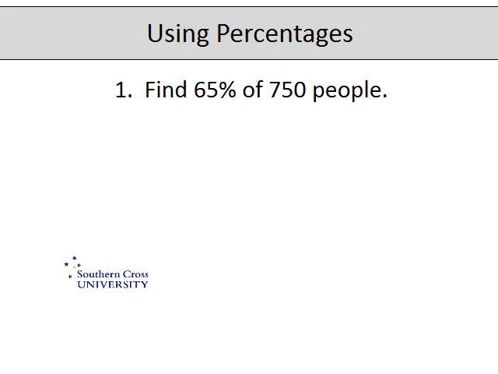This is the second video in the percentages module, and here we're looking at one of the applications of percentages, which is using percentages to solve problems. And in this question we're finding 65% of 750 people.